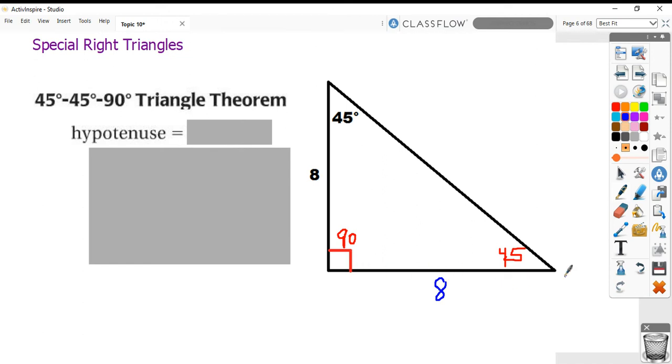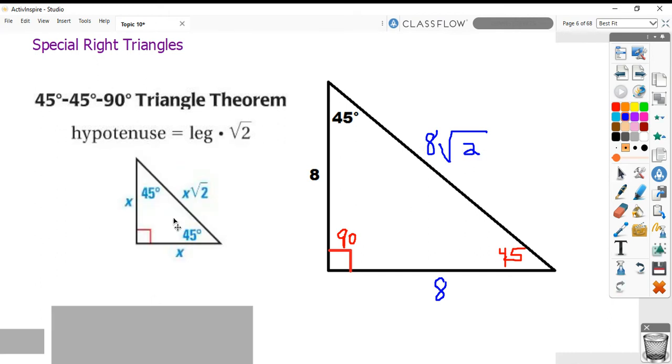Okay, this leg is also 8 units long. Now, the last part is our theorem, and this is a formula that says the hypotenuse on a 45-45-90 triangle is equal to the leg length times the square root of 2. So if your leg length on this triangle is 8, that means your hypotenuse length is 8 times the square root of 2. Or you could just say 8 root 2, 8 square root 2, something like that.